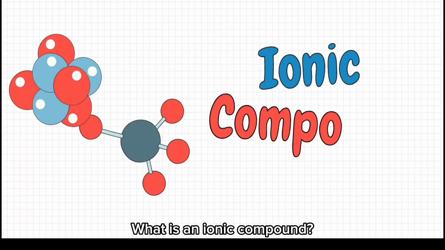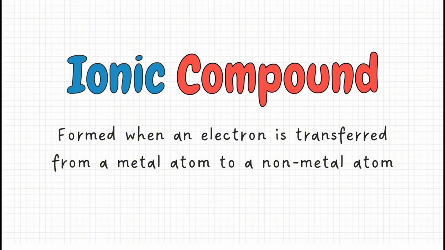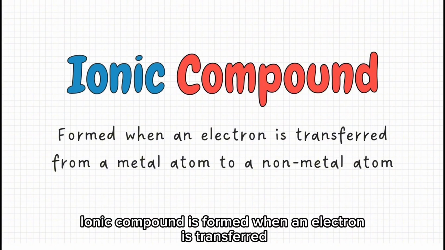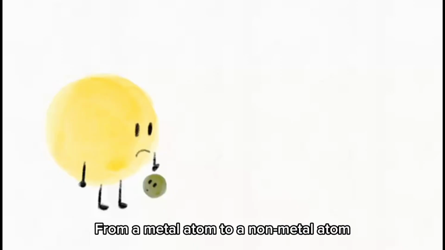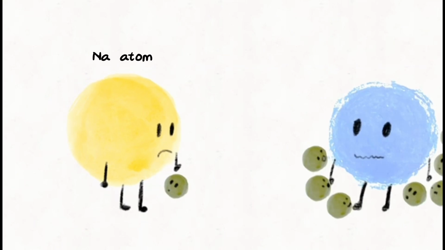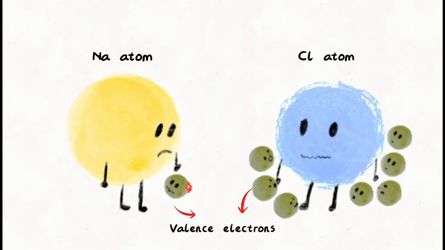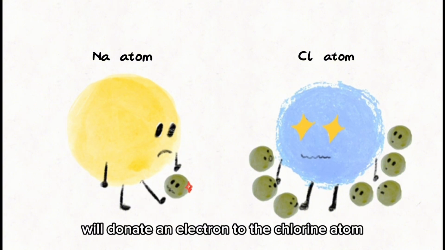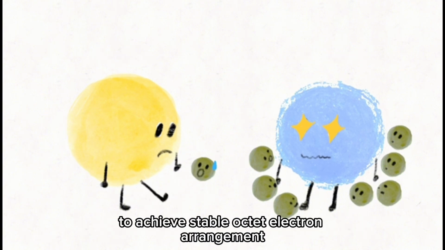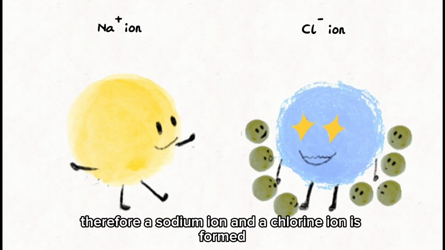What is an ionic compound? An ionic compound is formed when an electron is transferred from a metal atom to a non-metal atom. For example, a neutral sodium atom has 1 valence electron, while a chlorine atom has 7 valence electrons. The sodium atom will donate an electron to the chlorine atom to achieve a stable octet electron arrangement. Therefore, a sodium ion and a chloride ion are formed.